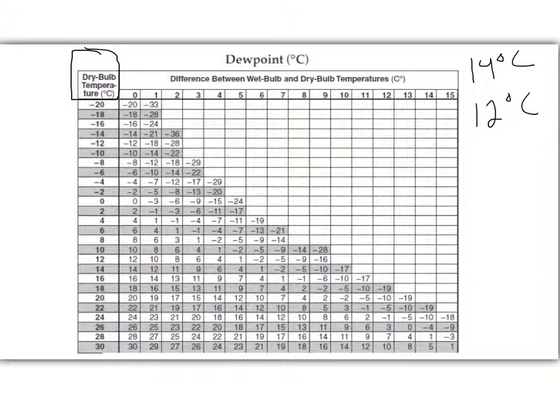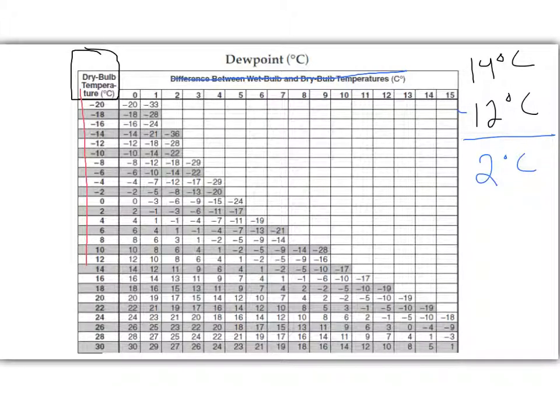You then take your left pointer finger and drop down until you get to that temperature. In this instance, the temperature is going to be 14. Next, you're going to subtract the dry bulb and the wet bulb, and in this instance we end up with 2 degrees Celsius. So if you look up here at the top of the chart, you're going to see that it says difference between the dry bulb and wet bulb.